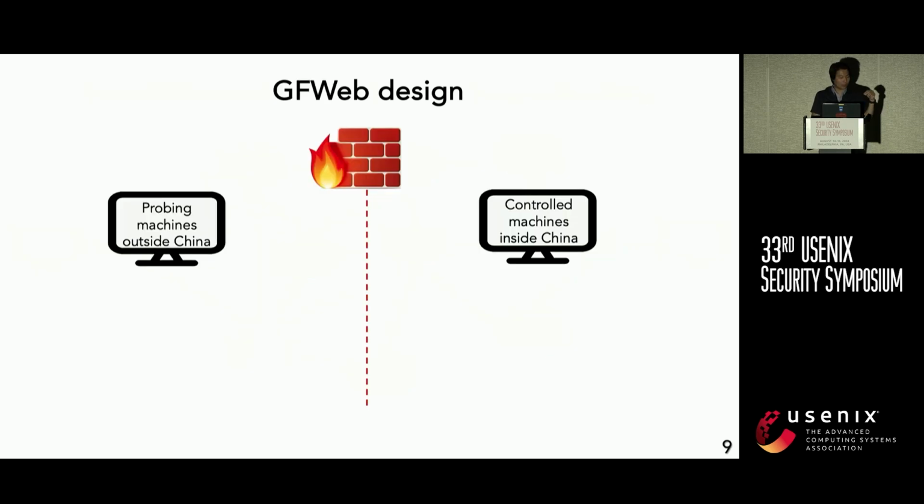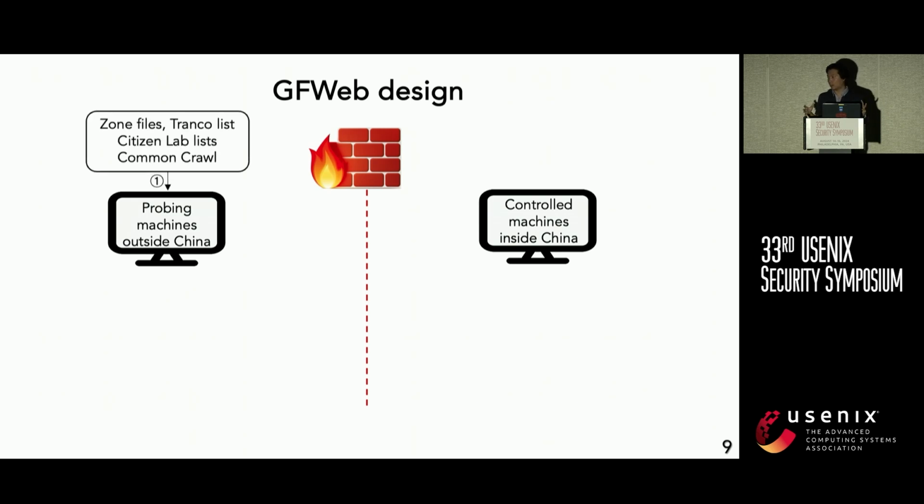Based on the knowledge that we found about that design, we designed a system called GFWeb to test almost a billion domains over the span of 20 months. How do we do it? First, we gather as many domains as we can on the internet, ranging from the zone files, the Tranco list, the Common Crawl list, and the Citizen Lab test list. Every month right now, we test roughly 6 million domains.